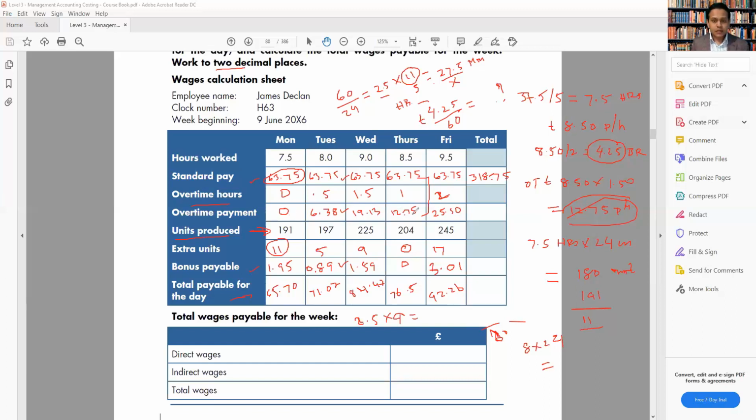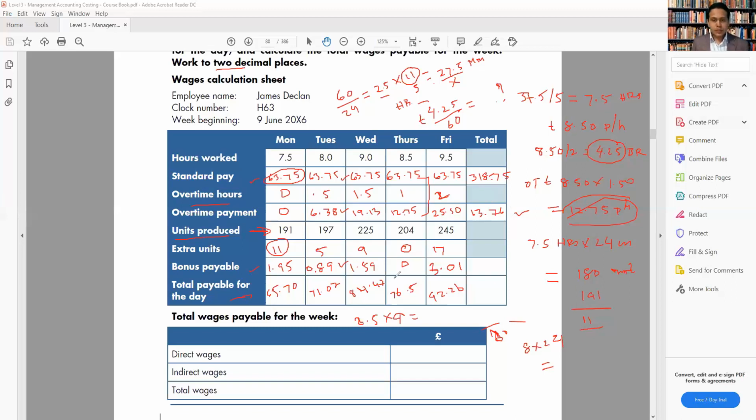Overtime payment. Can we add the overtime payment? We find how much is overtime. Not the hours. We're just looking for the amount, Kiran. So how much is it if I added all the overtime. So 6.38, 19.13, 12.75, 25.50. So 63.76. All right, thank you, Abdi.